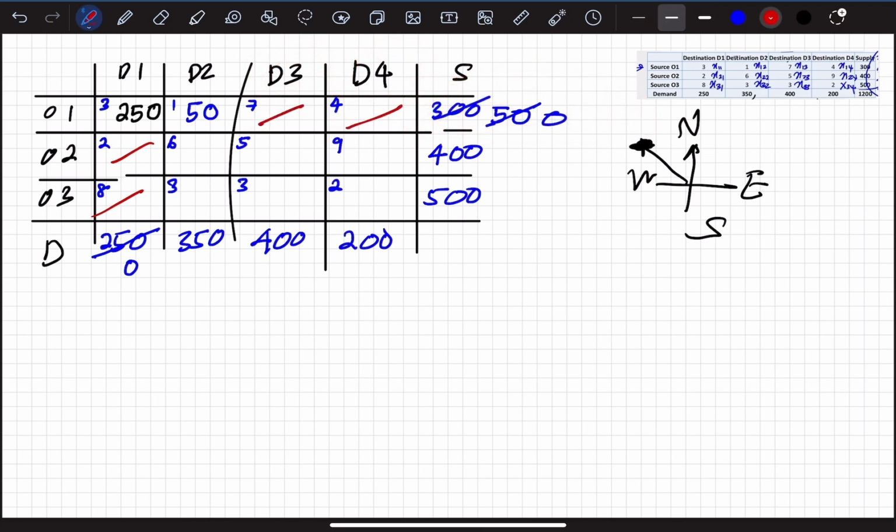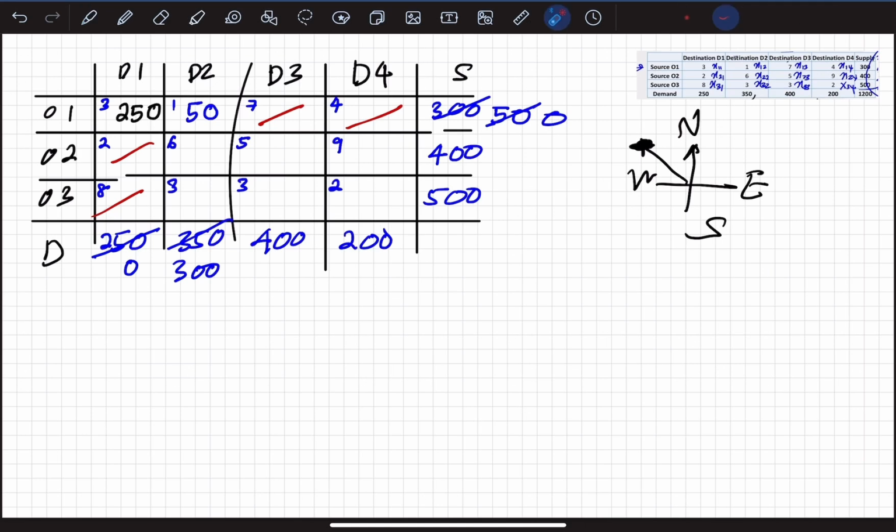The next one is whether to move right or down. So we need to move down, and this is the empty cell. Since we sent 50 units to D2, they only need a balance of 300 units here. So we need to update that. Between 50 and 300, we choose 50.